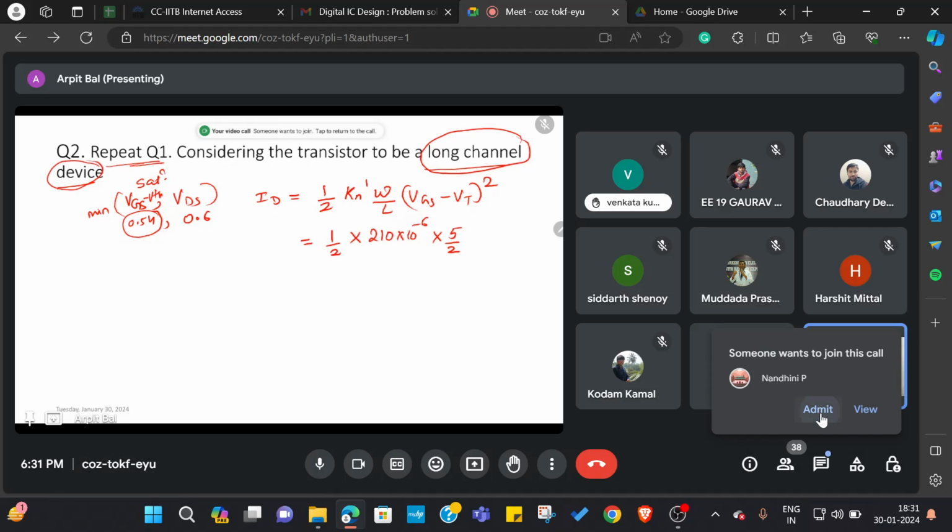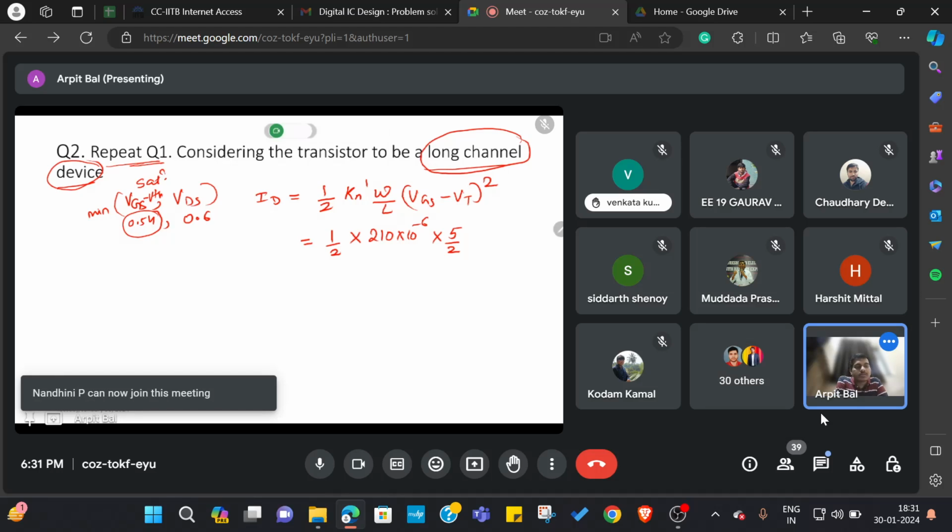The concept of VDSAT comes into the picture when we are considering a short channel device. In the lecture it was also explained that we have E equal to VDS by L. If it is a short channel device, then the L is going to reduce. Because the L is going to reduce, there is a chance that there can be breakdown. So because of this, with decreasing L, we also need to reduce the supply voltage.